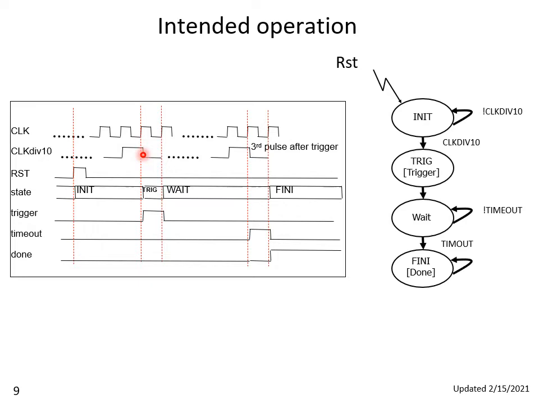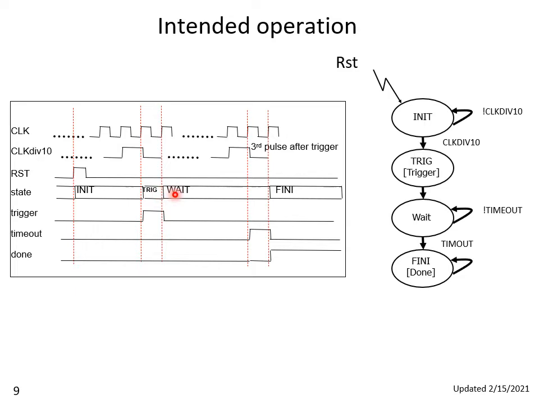And that pulse allows the state, because on a reset the state goes to init, then it sees the clock div pulse, goes to the trigger state, and the trigger output is asserted. The state machine goes directly from trigger to wait.